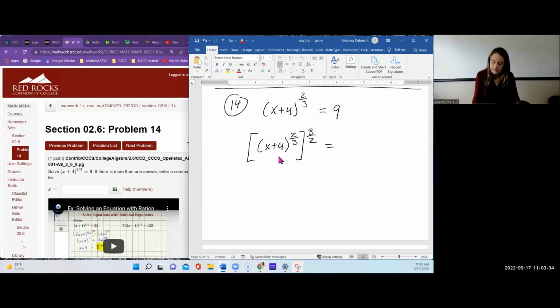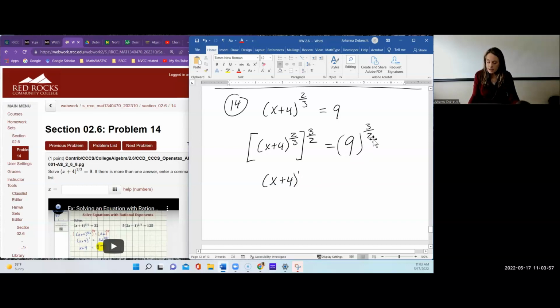But what I do to the left side of the equation, I have to do to the right side of the equation, or I've changed the solutions, and that unbalances the equation. Now, the 2/3 to the 3/2, when we have two powers on the same base, we multiply the powers. 2/3 times 3/2 gives me 1, so I end up with x plus 4 to the first power.